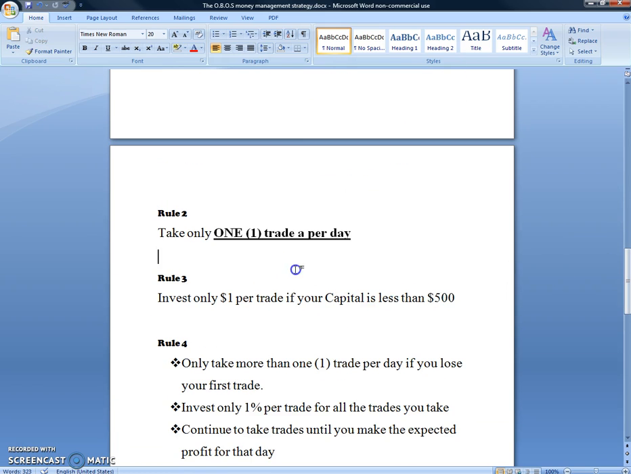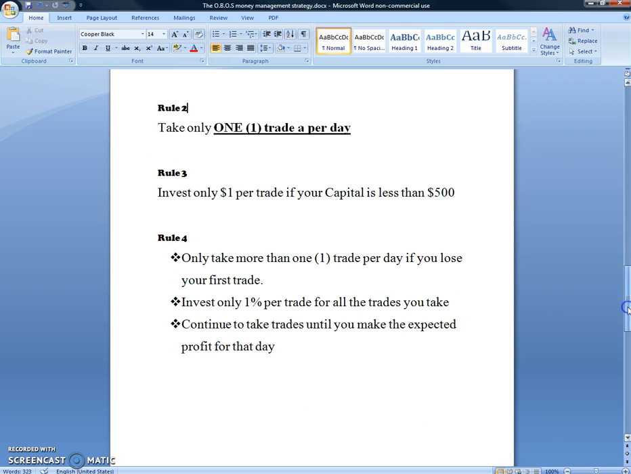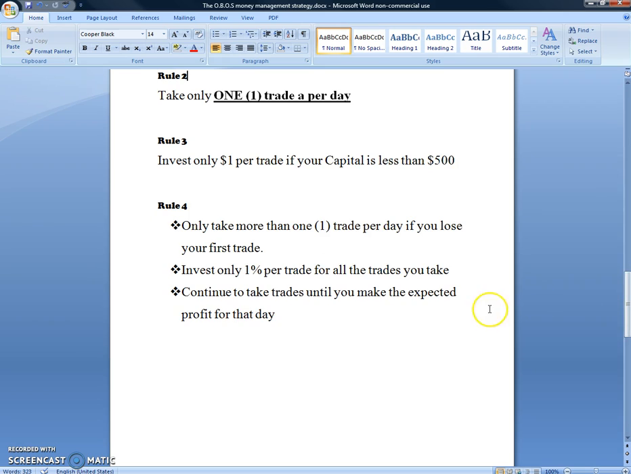Now rule number 2 is you only take one trade per day. That's rule number 2. It's for a reason. Don't overtrade the market. Just take one trade per day. Now rule number 3 says that if your capital is less than $500, invest only $1 per trade. Are we good?